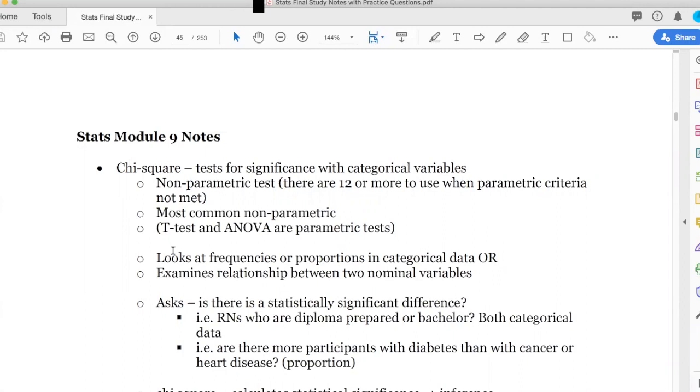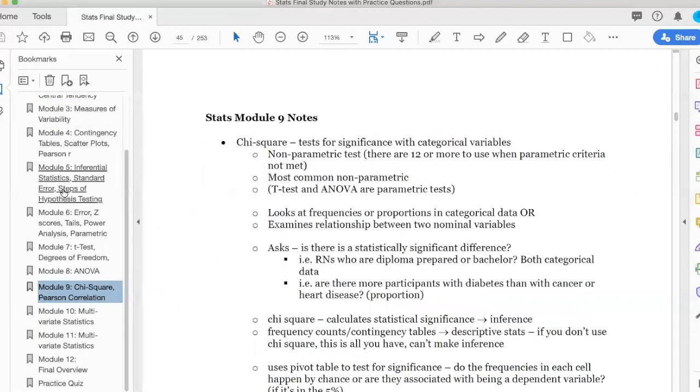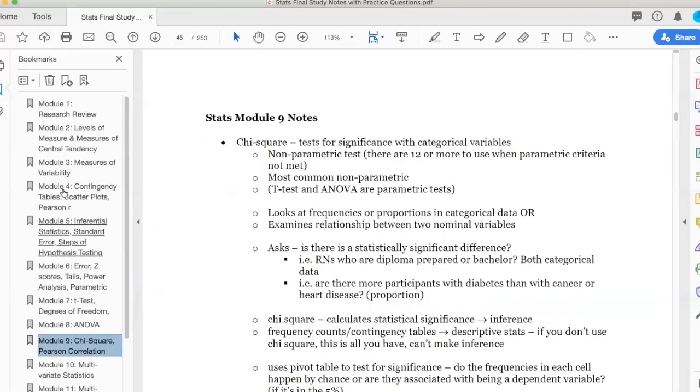If you are confused about anything that's in modules 1 to 8, your levels of measure is really important. I still was getting papers to edit this week that had levels of measure wrong. Like it's key. You have to be able to understand that. So if we need to go over it again, let me know and I will. Otherwise, go back and watch the first video.